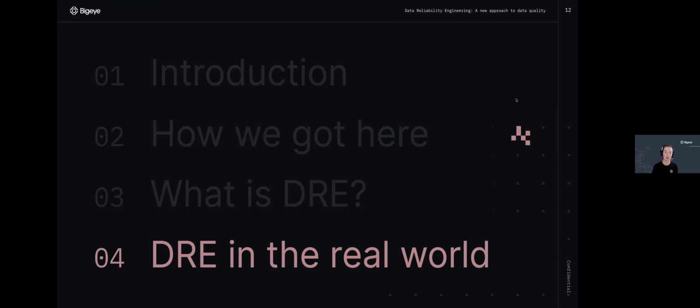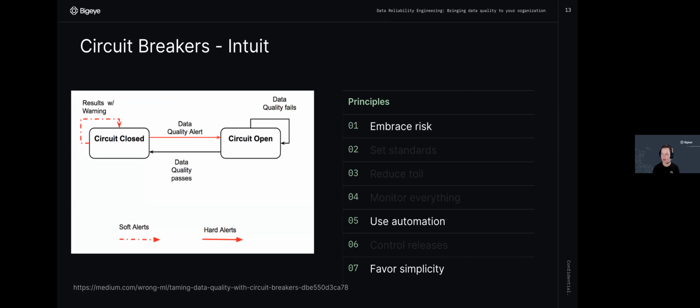So now that we talked a little bit about DRE itself, let's see some examples of this in the real world and talk about what principles they map to and why these are good practices to begin with. So I think one of the earliest examples of DRE that I ever encountered was Intuit's post about circuit breakers. I have links to these blog posts. I'm more than happy to share these after the fact in chat.